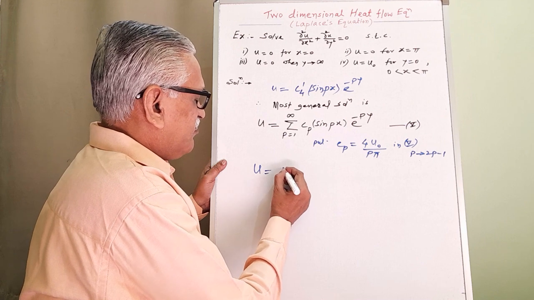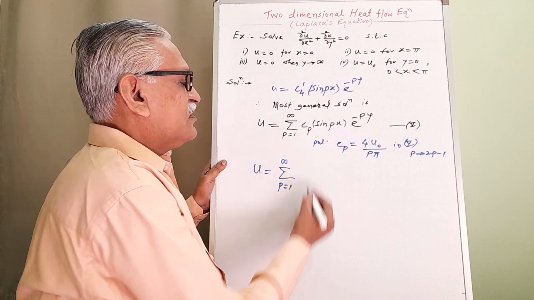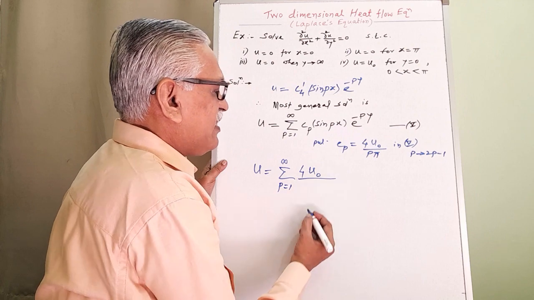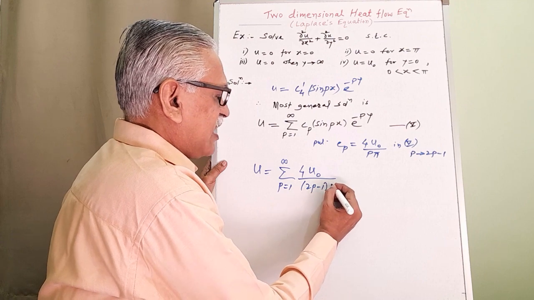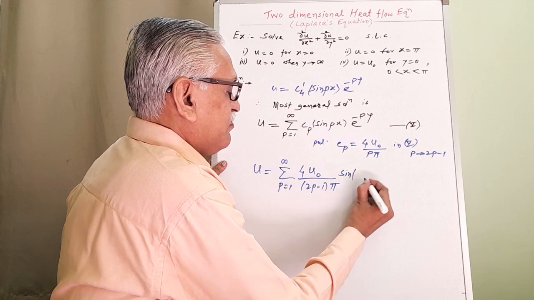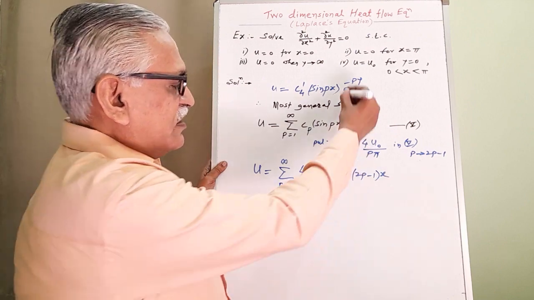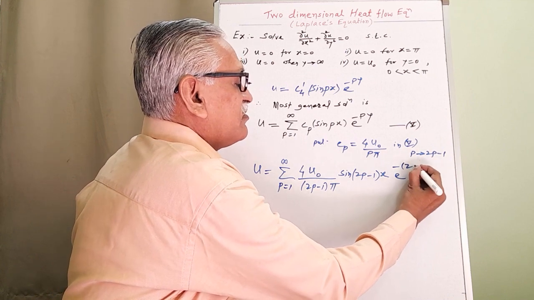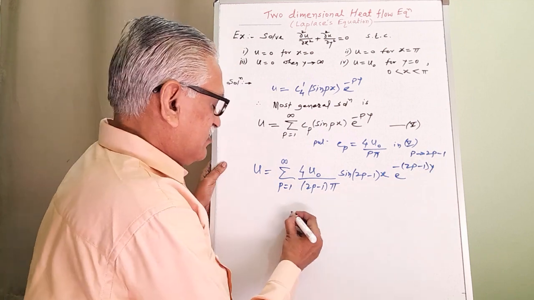u is equal to summation from p equals 1 to infinity, the value of Cp as 4 u0 divided by p is replaced by 2p minus 1 times pi, sine of px, p is again replaced by 2p minus 1 into x, and e raised to minus py, the value of p is replaced by 2p minus 1 times pi, is the required solution.